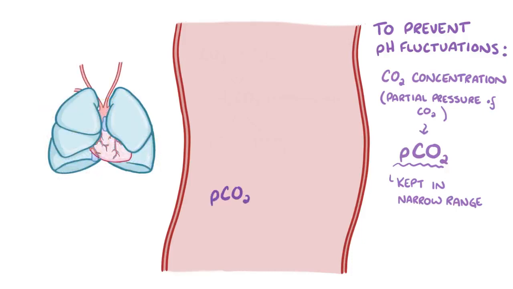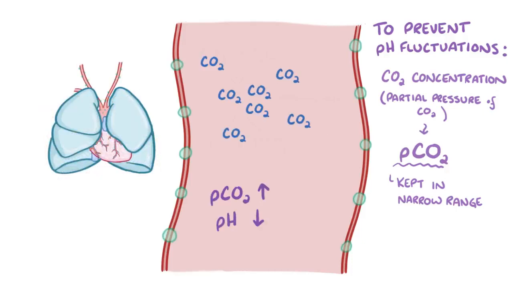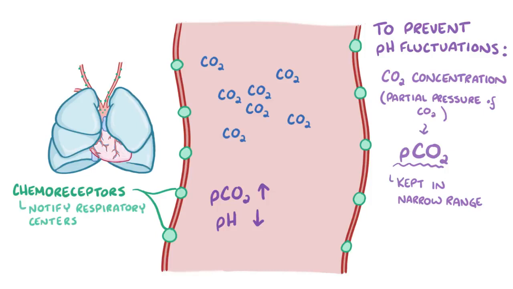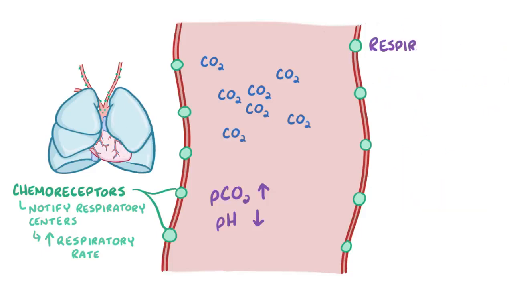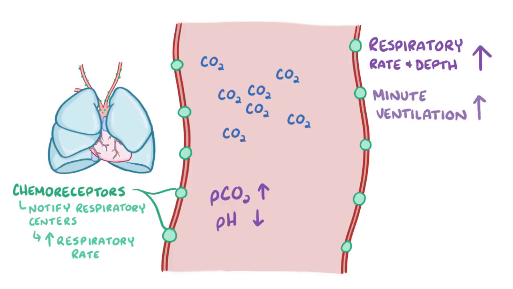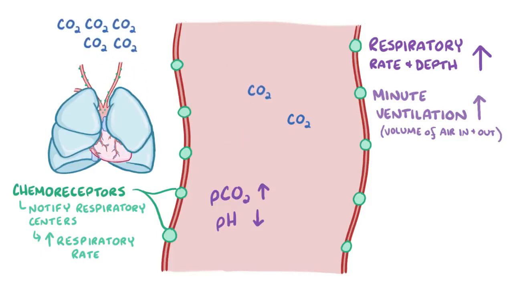If PCO2 starts to rise and pH starts to fall, chemoreceptors that are found in the walls of the carotid arteries and in the wall of the aortic arch start to fire more, and that notifies the respiratory centers in the brainstem that they need to increase the respiratory rate and the depth of breathing. As the respiratory rate and the depth of each breath increases, the minute ventilation increases. And that's the volume of air that moves in and out of the lungs in a minute. The increased ventilation helps move more carbon dioxide out of the body, which reduces the PCO2 in the body and raises the pH.